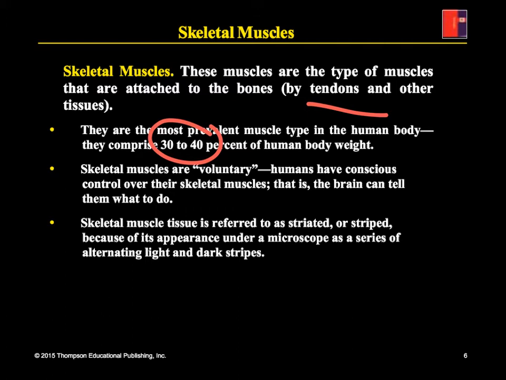Skeletal muscles are voluntary, so we can choose when to move them. Our brain tells us to. If I want to kick a soccer ball, my brain has to send that signal down my spinal cord to the appropriate muscles. Skeletal muscles are referred to as striated or striped because under a microscope they have dark and light stripes.